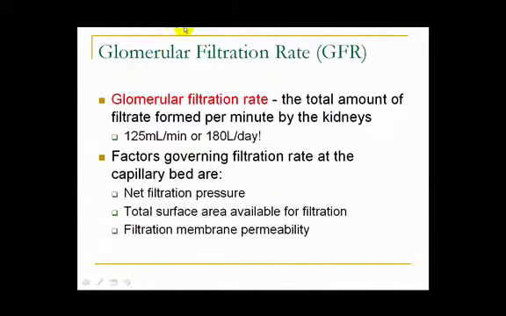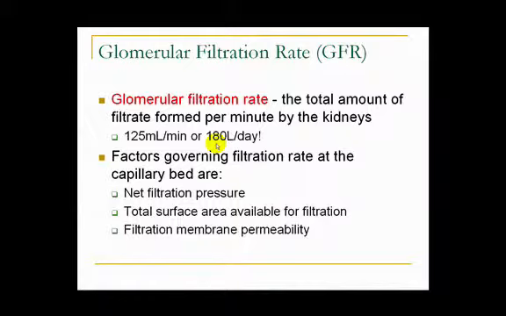So we can measure your glomerular filtration rate. The filtration rate is the total amount of filtrate formed per minute by the kidneys. This can fluctuate depending on your body's needs, but the average glomerular filtration rate is about 125 milliliters of filtrate per minute. Now that's 180 liters a day. That is a ton. So your kidneys are producing 180 liters of filtrate.